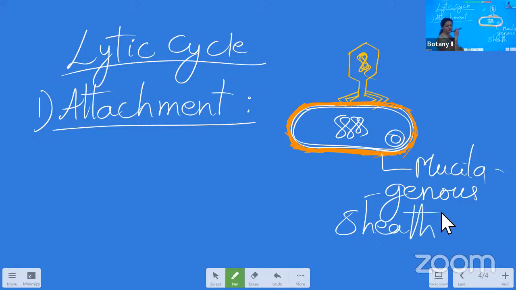They will bend a little bit to hold the bacteria with its tail fibers. When they are inserting themselves, then they are stretched. Once they go into the mucilaginous layer, immediately they will turn and hold the bacteria like this. That is the attachment to the bacteria. Now comes the second step, the penetration.